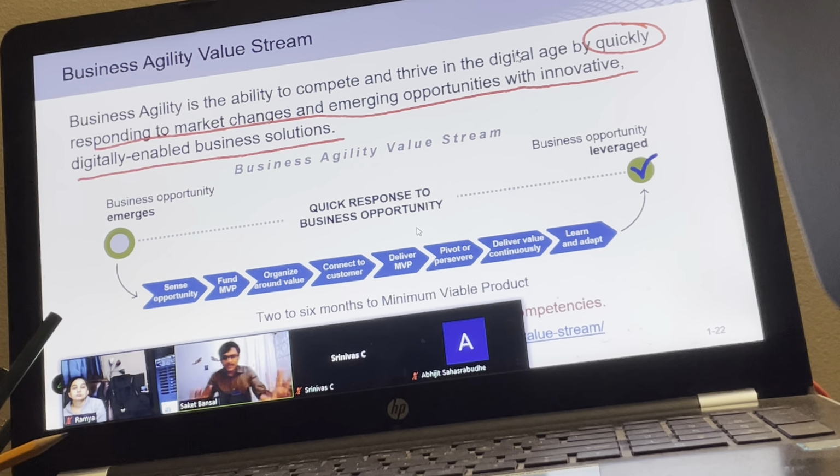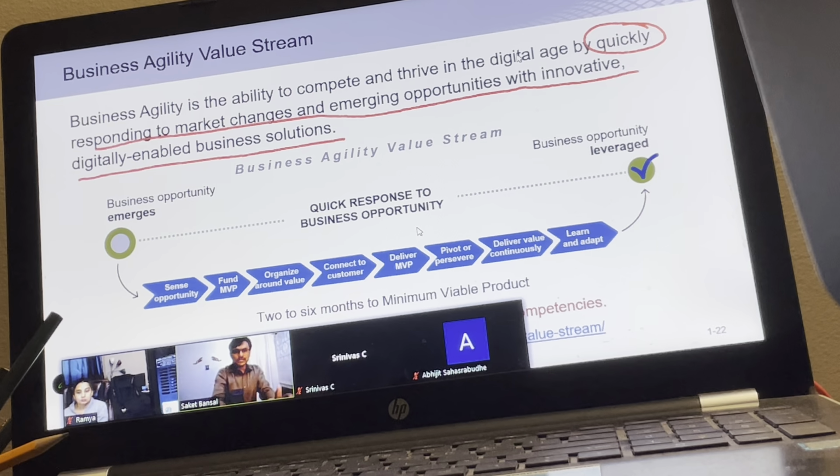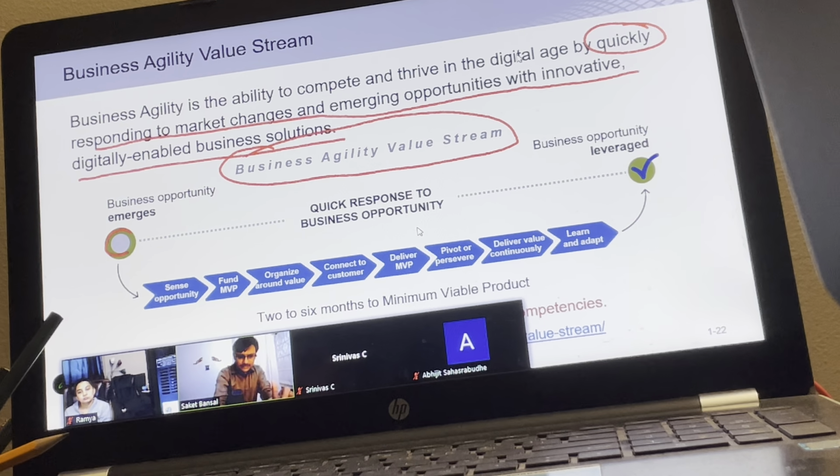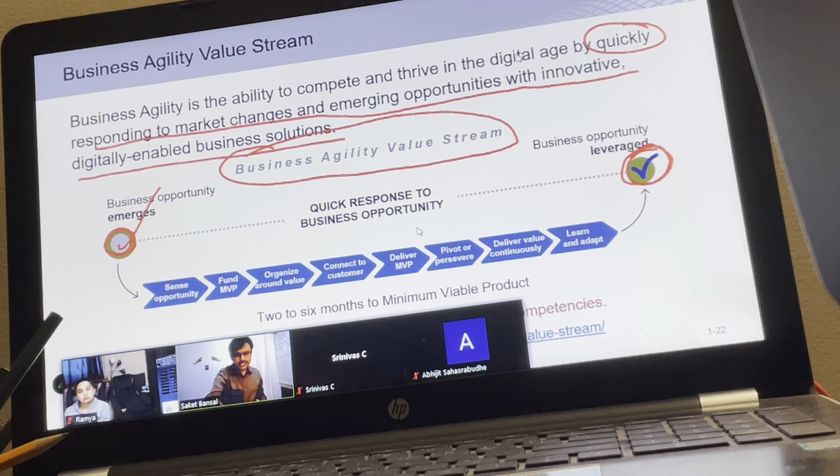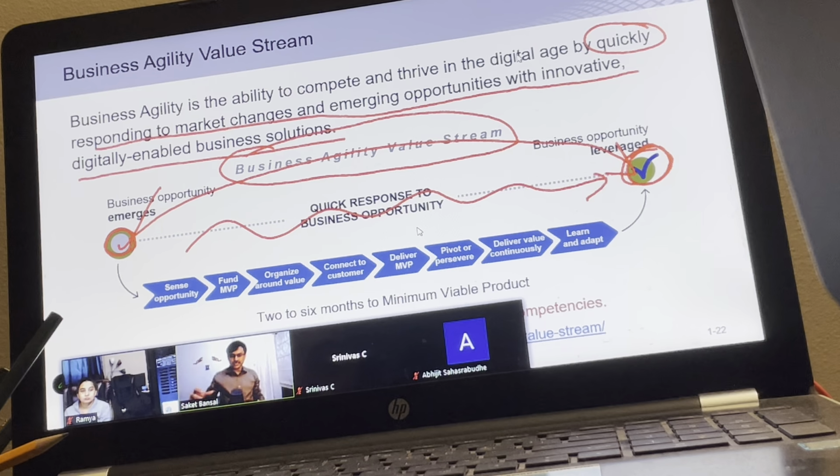It can be visualized with the help of a term called the business agility value stream. So what does it mean? It starts with identification of an opportunity and it finishes when the opportunity really gets materialized and leveraged. So the idea is, from identification of the opportunity till realization of the opportunity, the overall time it takes, we should reduce that and we should keep track of it. That's business agility.